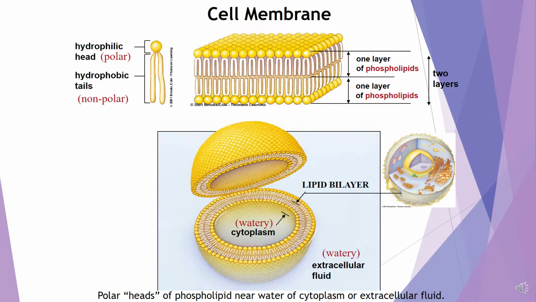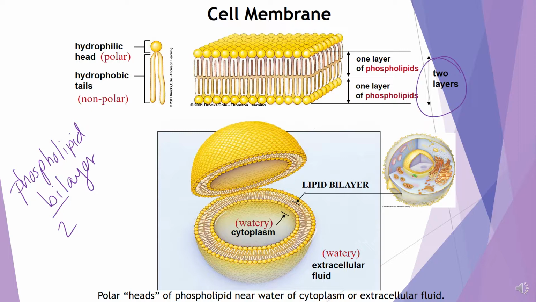Bilayer meaning two. The bi there means two. So over here you can see two layers of the phospholipids. Each phospholipid looks like this.